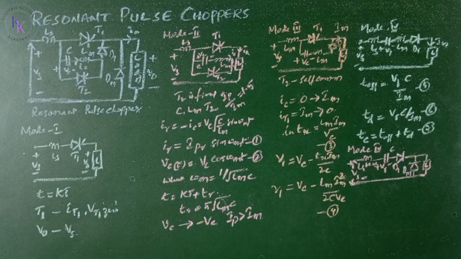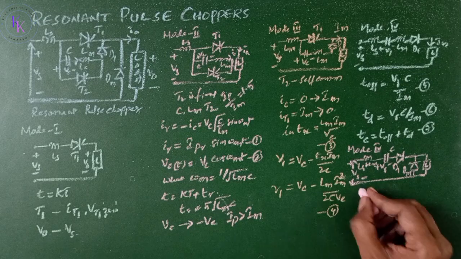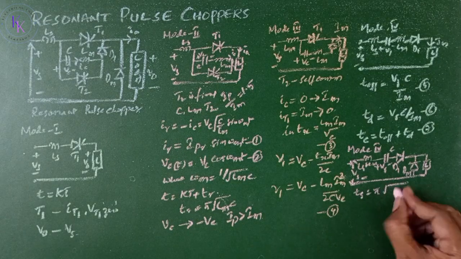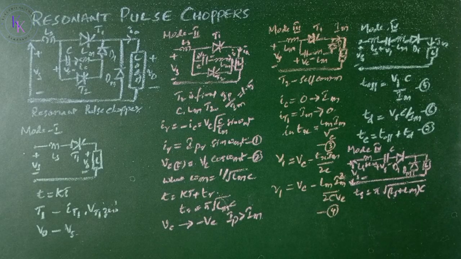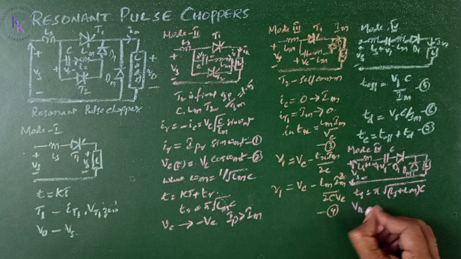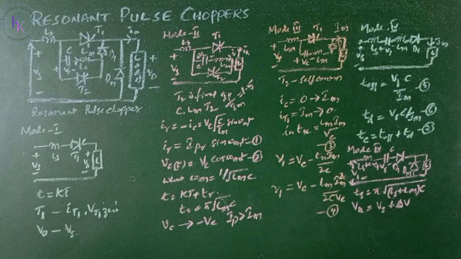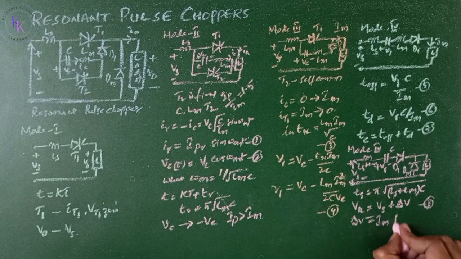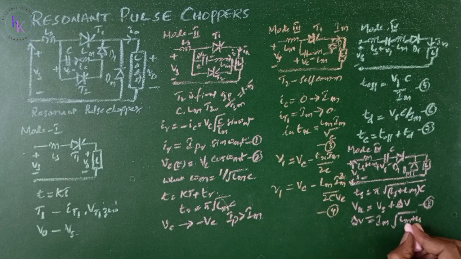7. Mode 5. Mode 5 begins when the freewheeling diode Dm starts conducting and the load current decays through Dm. The energy stored in the commutation inductor Lm and the source inductance Ls is transferred to the capacitor C after t equals Ts, where Ts equals pi square root of (Ls plus Lm) C. The overcharging current becomes 0 and the capacitor is recharged to Vx, which equals Vs plus delta V. Let this be equation number 8. Then delta V equals Im square root of (Lm plus Ls) divided by C.